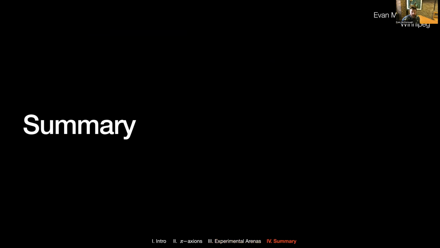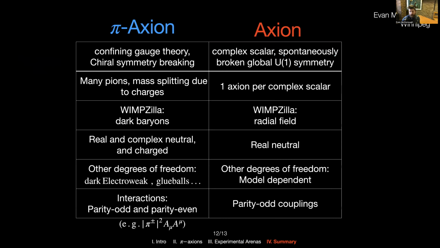Okay, let's wrap this up. What I'd like to do first is to emphasize some of the differences between a π-Axion and more conventional axions. For the π-Axion, we're thinking of a confining gauge theory, and you have chiral symmetry breaking. The π-Axions are the Goldstone bosons of chiral symmetry breaking. The conventional axion is a Goldstone boson of a global U(1) symmetry, and it comes from the phase of a complex scalar. So for the axion, I get one axion per complex scalar, whereas for the π-Axion, I get many pions.